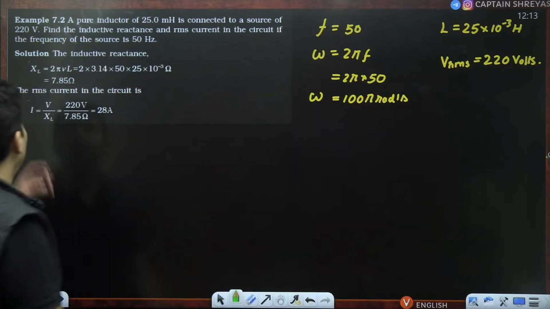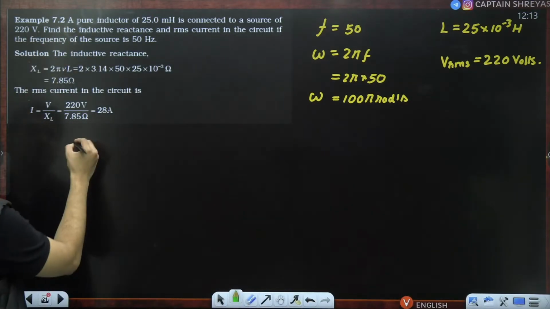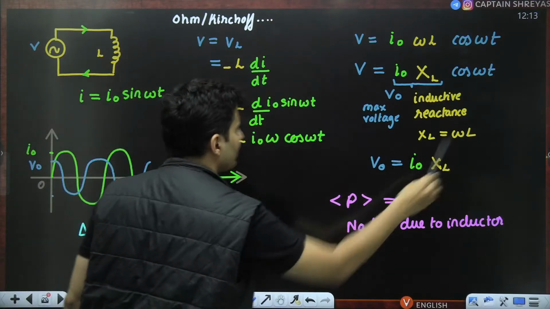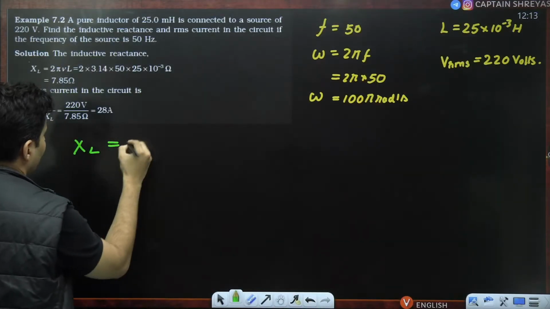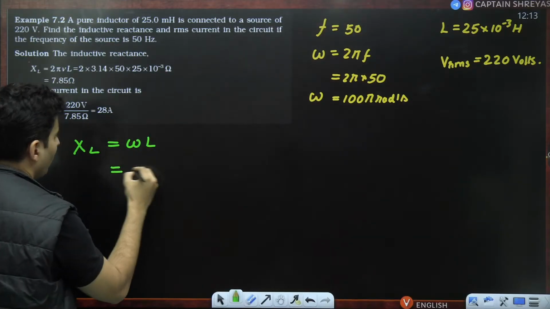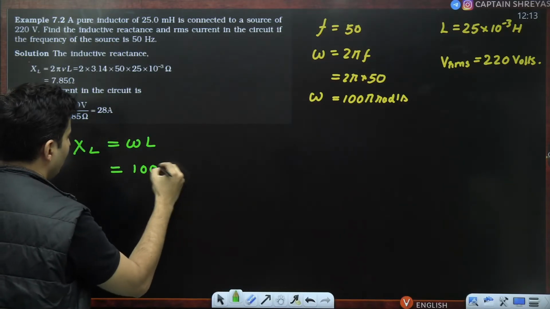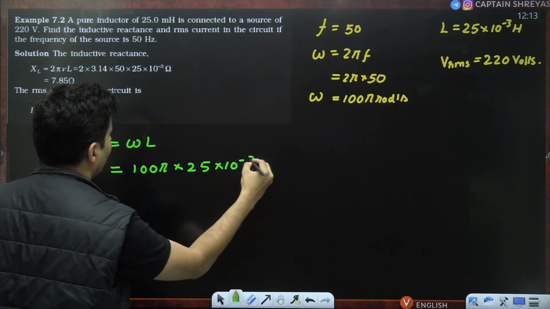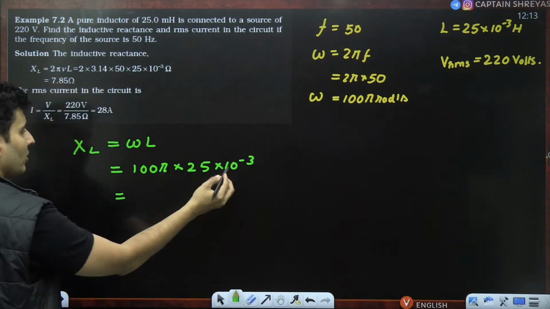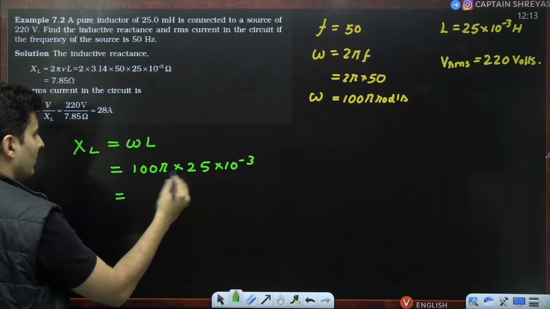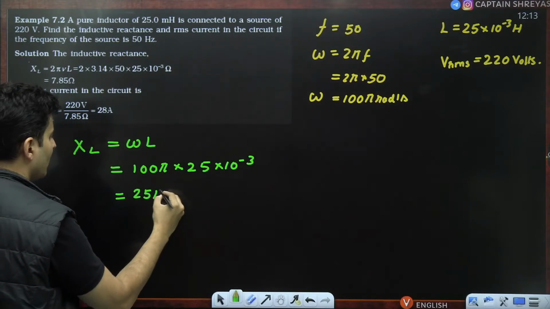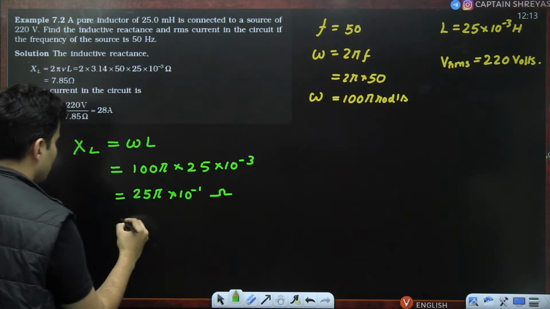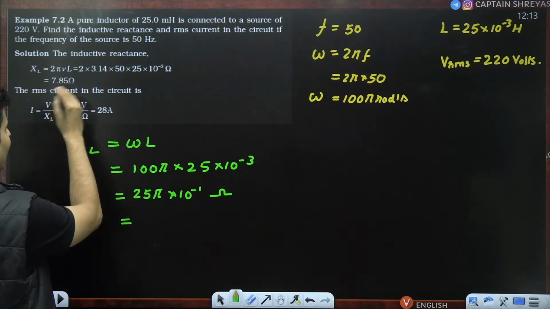First, can we find the inductive reactance of the circuit? XL. What is the formula? XL is omega L. Omega is 100 pi. Inductance is 25 times 10 to the power minus 3. So two zeros go, this 10 goes, so it will be 25 pi into 10 to the power minus 1 ohms.